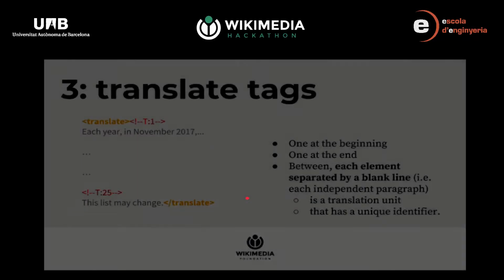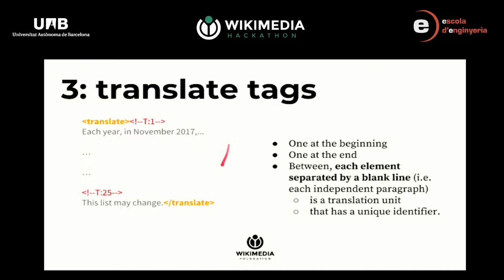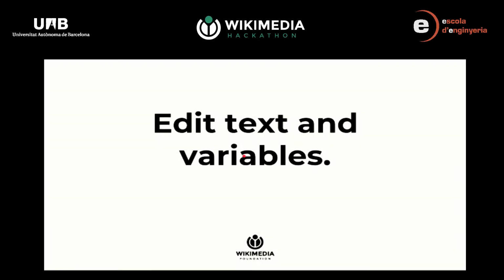In between, everything you put will be a separate element for translation. So if you have 24 paragraphs, every paragraph will become a translation unit with an independent identifier. So if I put translate at the beginning, translate at the end, then in between, every paragraph will become, if I have 25 paragraphs, I will have 25 translation units. Okay, so that was the basic concerning how to understand how to edit a page.